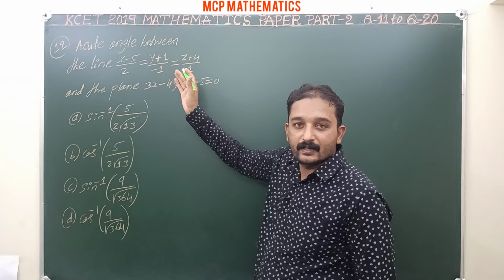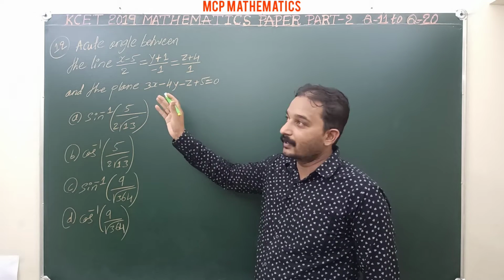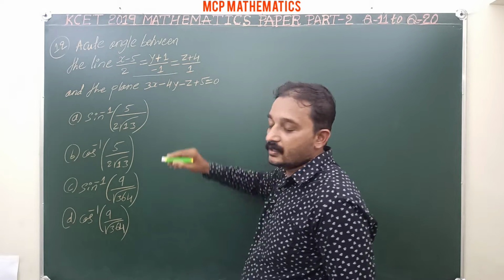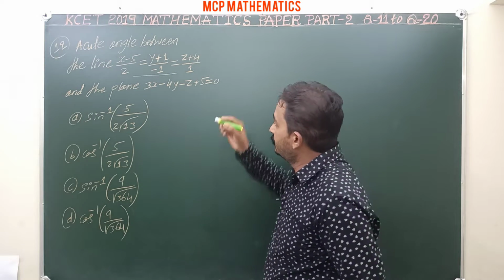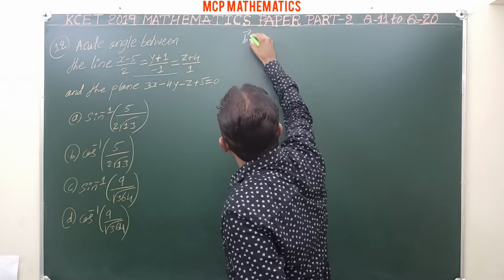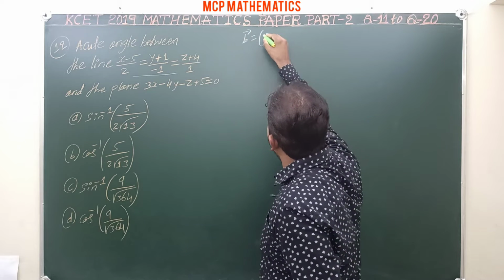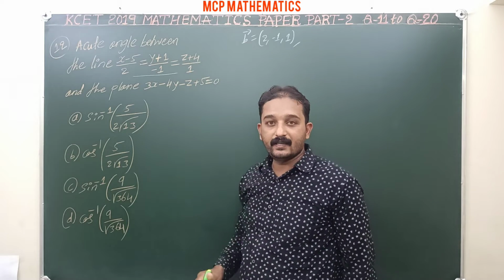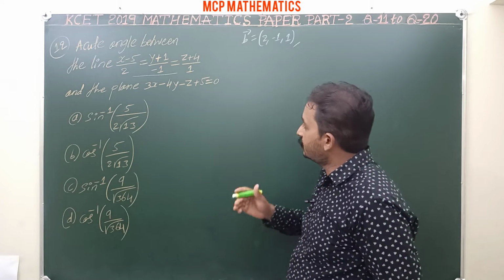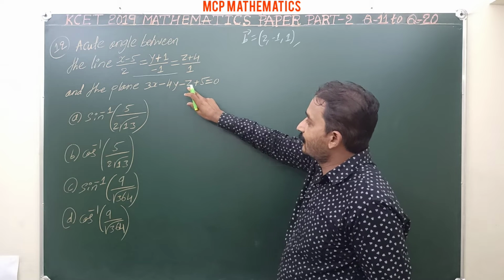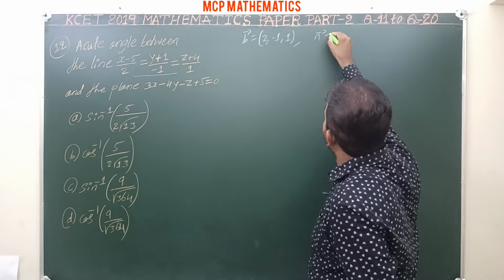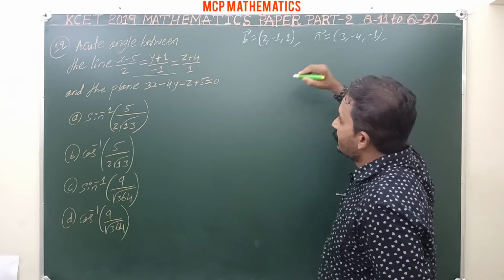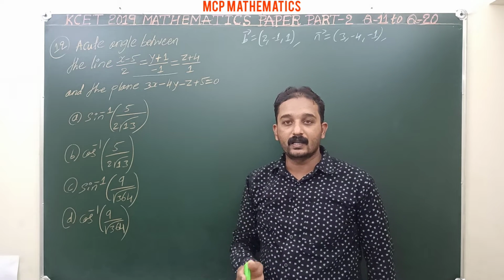It particularly depends on the angle between the line and plane. Here we have to find the acute angle between the line and the plane. If a line is there, it has one parallel vector called b. Here in this case the direction ratios of b are 2, minus 1, plus 1. And if a plane is there, it has one normal, whose direction ratios are the xyz coefficients: 3, minus 4, minus 1. So here we have to find the angle between the line and plane.